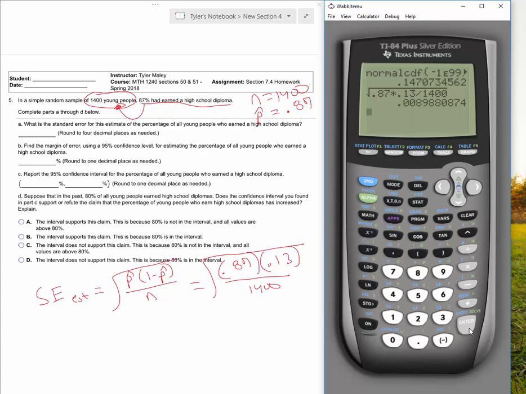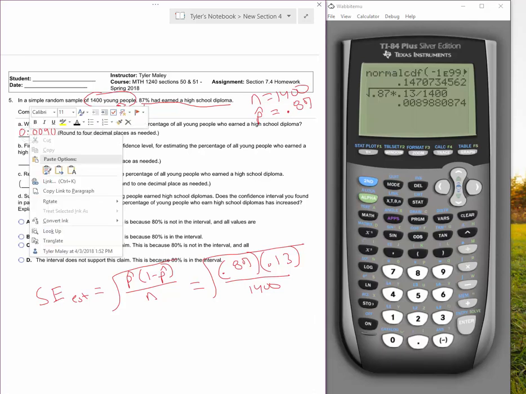Right, and I'm getting 0.00898 and so forth, right? But we're asked to round to 4 decimal places. So if we round this to 4 decimal places, we would get what? 0.0090, right?